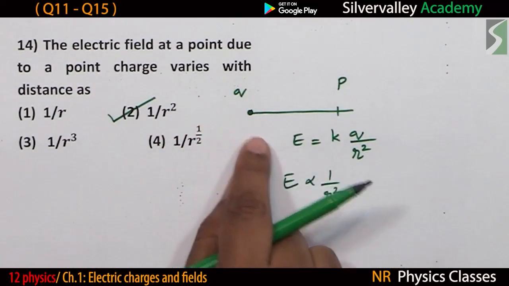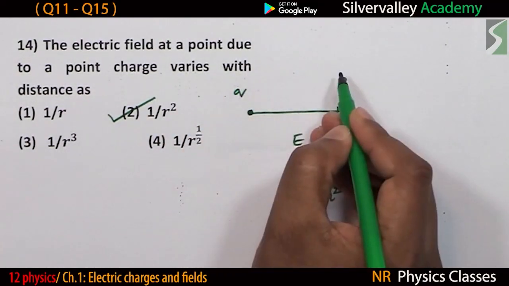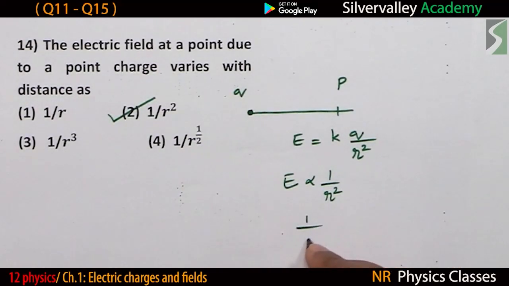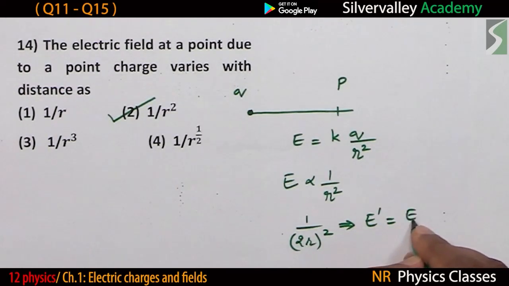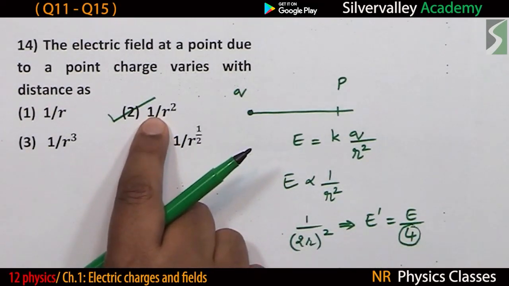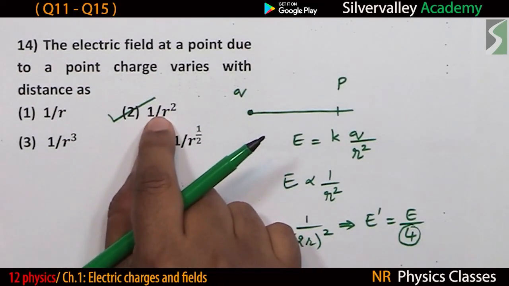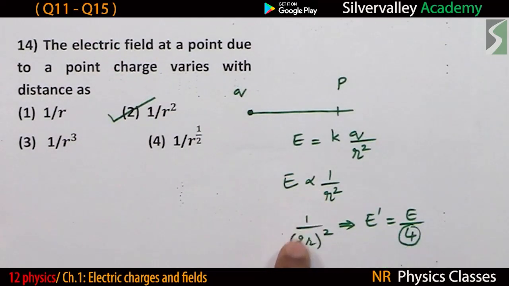Why such relations are important means, suppose in some problem it is given as if distance is doubled. Distance is doubled means 1 by 2R whole square. So 2 square is 4. This implies that new electric field becomes E by 4. So to decide this number, you should note this relation. So that is why it is important to note the statement and the equation.